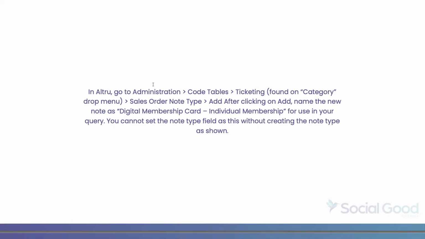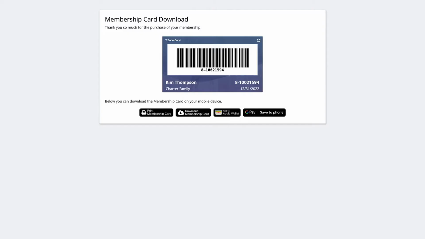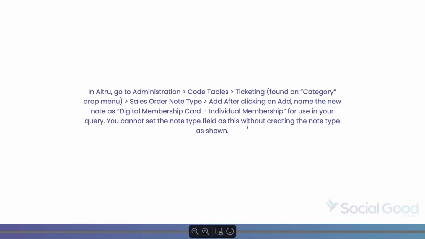In Altru, you go to administration, code tables, ticketing, found in category drop-down menu, sales order note type. And after you're done clicking add a new, you can select the note type. For using your query, you can now set the note type field as this without creating the note type as shown. What this means is if you're creating a sales order query, you need to go create it from this option here. If you are creating a membership query, you need to go and use the other option that I just showed you a few seconds ago.